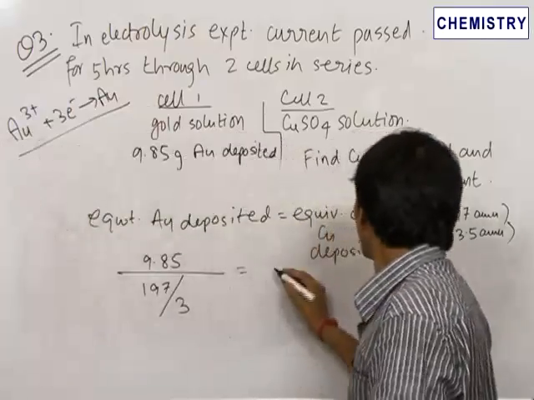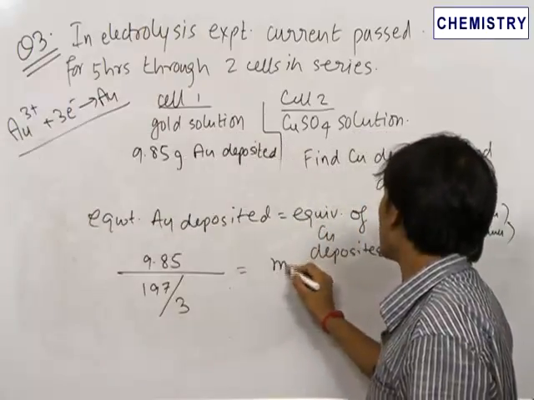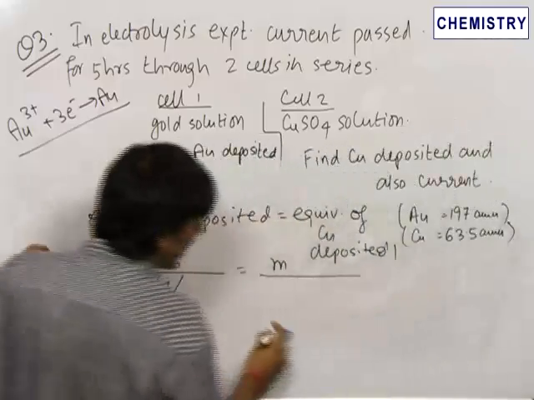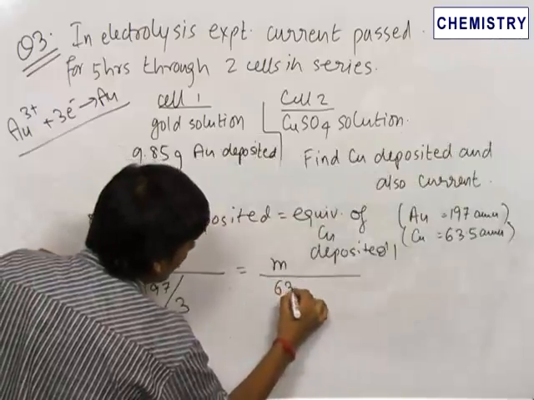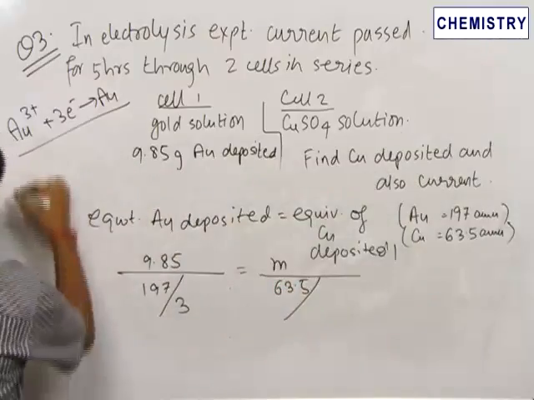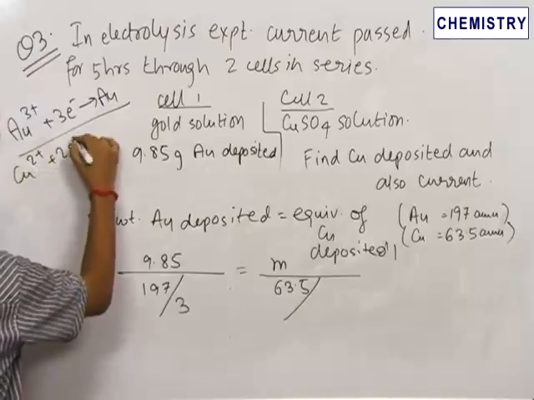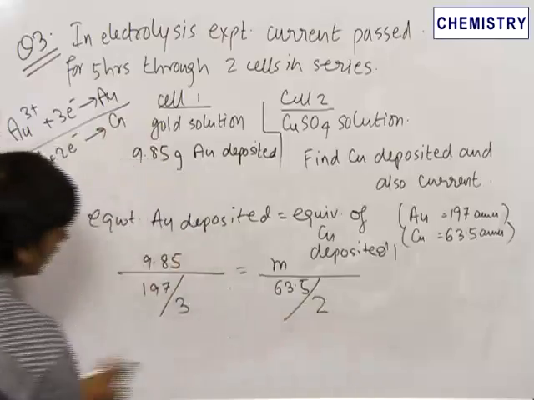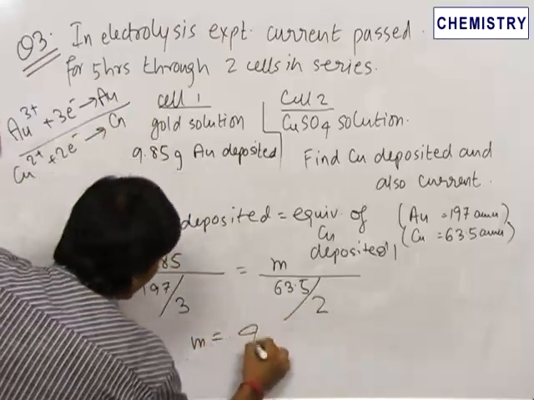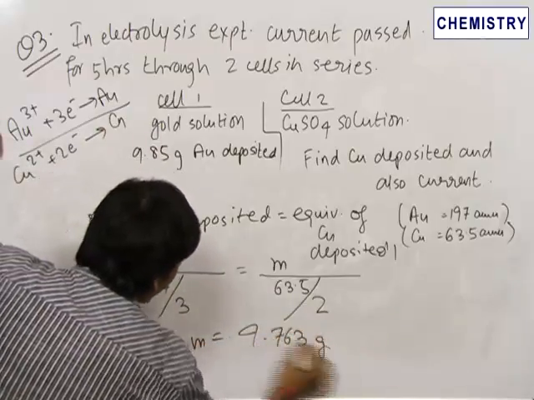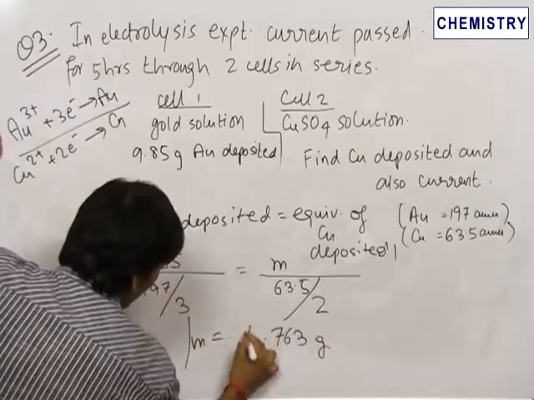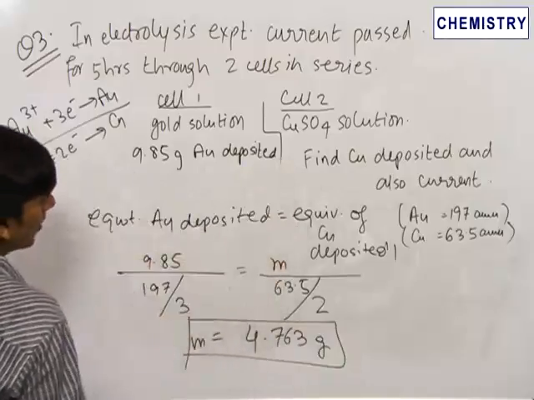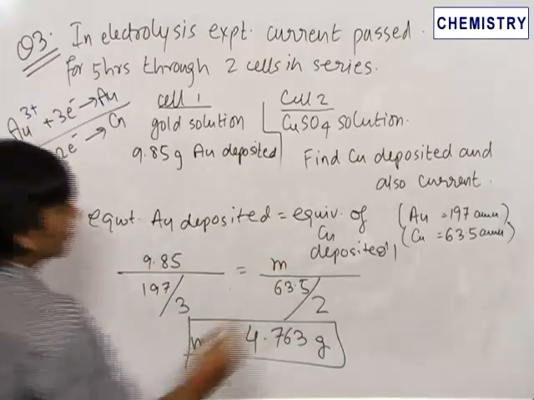Now for the second part, we need to find out the mass of copper deposited, M, upon the equivalent weight of copper. The equivalent weight of copper can again be written as molecular weight of copper upon the valency factor. Now since copper absorbs 2 electrons to reduce to Cu, this will be 2. Therefore M can be easily found out to be 4.763 grams. So the final answer for the mass of copper deposited comes out to be equal to 4.763 grams.